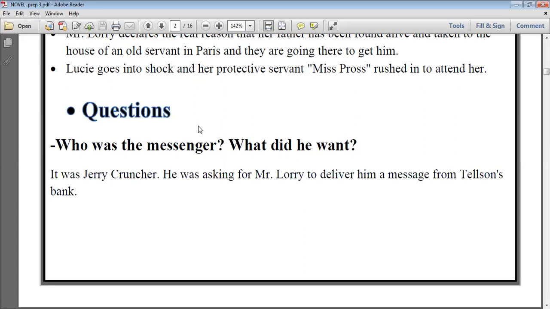Let's have question number one. Who is the messenger? What did he want? It was Jerry Cruncher. He was asking for Mr. Lorry to deliver him a message from Tellson's Bank.